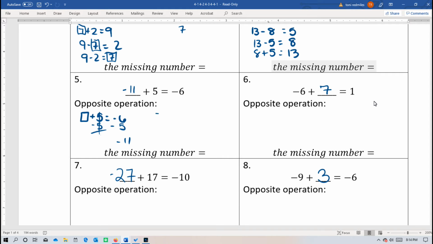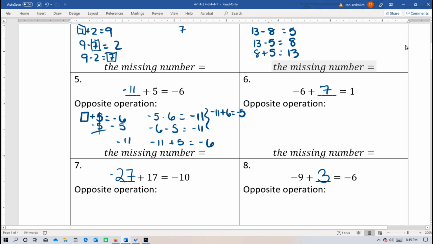So I can either go, let's see, it's subtract here, so I have to subtract. So I can either go -5 minus 6 equals -11. I could go -6 minus 5 equals -11. I could go -11 plus 5 equals -6. I could go -11 plus 6 equals -5. I mean, there's just all these varying ways, but that number I need to make all these true is that -11.